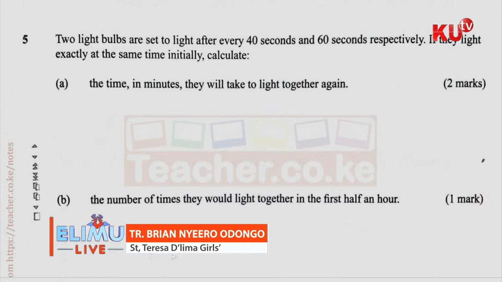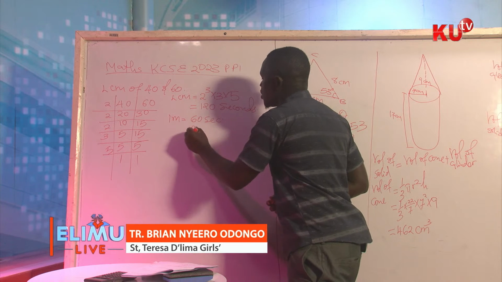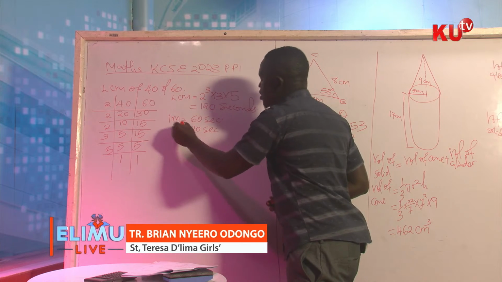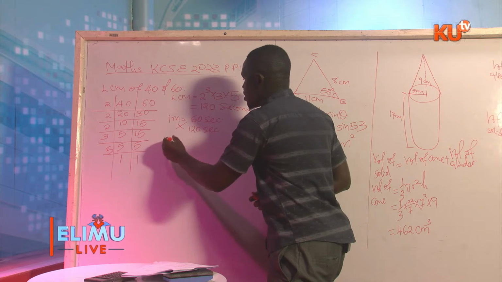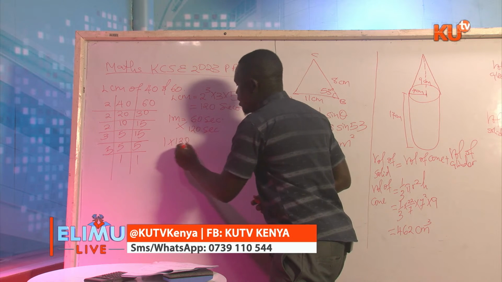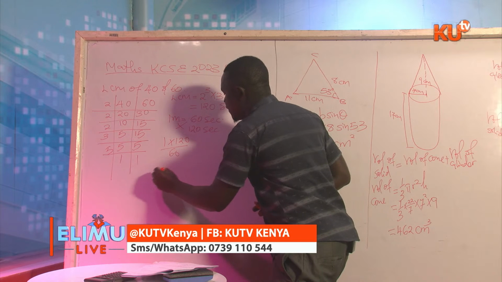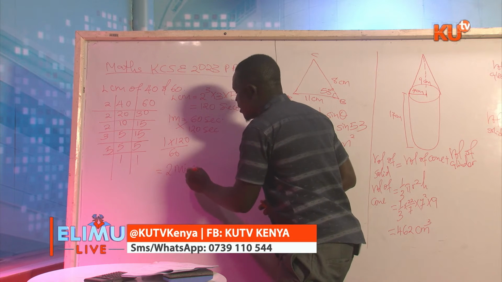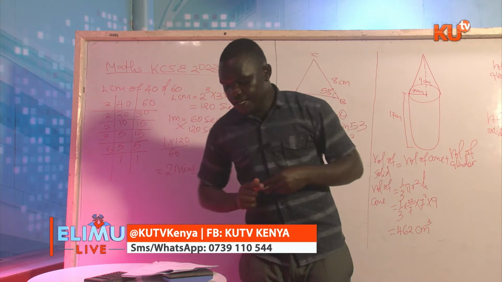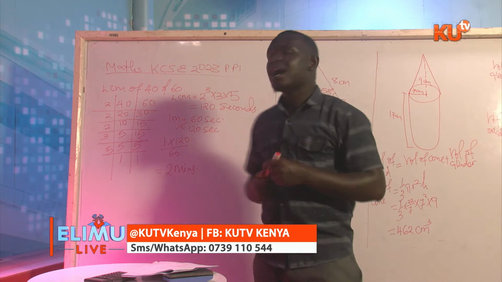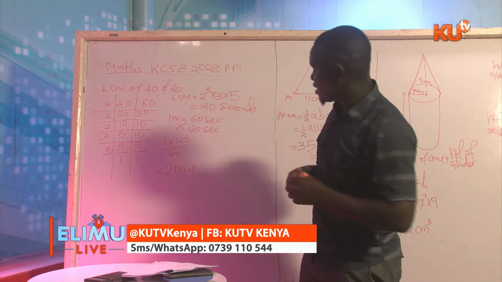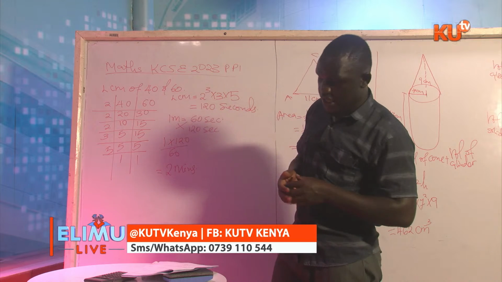Now this one is in seconds, but you students, you know that 1 minute is always equal to 60 seconds. What about these 120 seconds? How many minutes will it be? So you do cross multiplication. So you'll be getting 1 times 120 divided by 60. This should give you 2 minutes. Now, that means that these light bulbs will be lighting together after every 2 minutes. So that is how you answer part A.